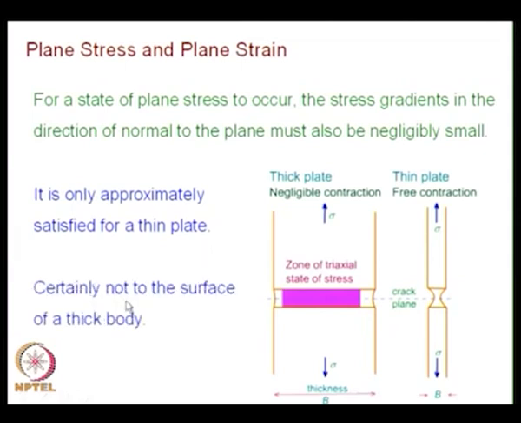Certainly, it does not satisfy the conditions on the surface of a thicker body. You have gradients existing in the thickness direction, and that is quite all right, because we are handling a very complex problem situation. We have to carry forward. So, we need to make certain approximations that make our life simpler.